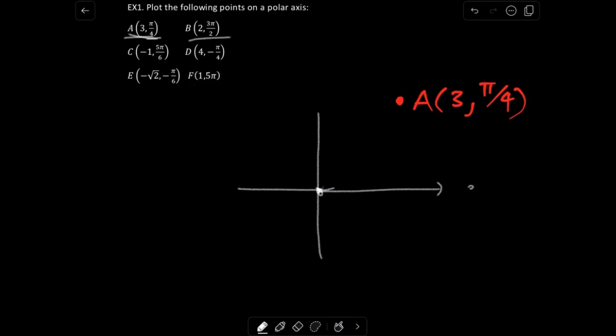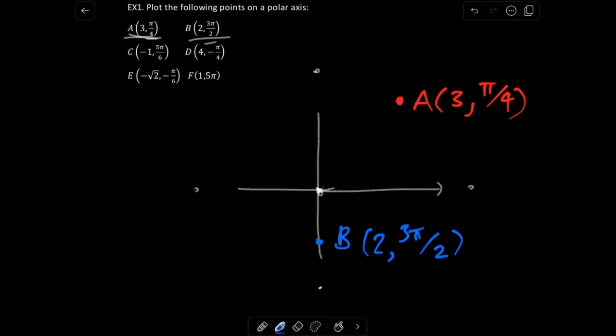So 0, pi over 2, pi, and here is 3 pi over 2. 3 pi over 2 in terms of degrees is 270 degrees. So we're going to be on this line here, and we have a length of 2. So let's plot that in blue. That would look somewhere here. So it would be closer to the origin compared to point A. Okay, let's plot it there. So that distance, compare it to that distance. This distance is 3 units, that distance is 2 units. Okay, this is going to be point B, that's 2 and 3 pi over 2.